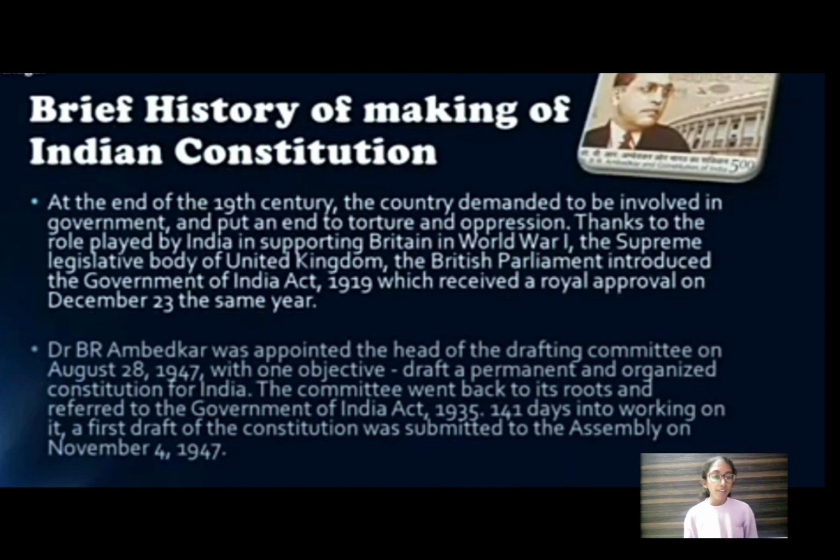The committee went back to the roots and referred to the Government of India Act 1935, and 141 days into the working, the first draft of the constitution was submitted to the assembly on November 4th, 1947.